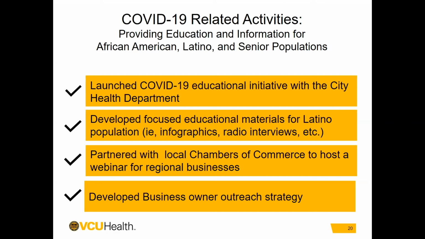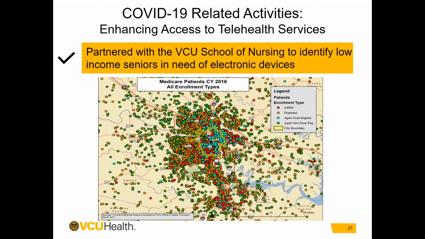We partnered with the local chambers of commerce to host a webinar for regional businesses, and we are now working on a business owner outreach strategy that is focused on business owners and businesses that serve the Latino and Hispanic community. In regards to our seniors, we've looked at how we can enhance their access to telehealth services. We took a look at where the seniors live who are patients of VCU Health System. And what we identified is there's a cluster in the heart of Richmond, which is also where we have large concentrations of low income communities.